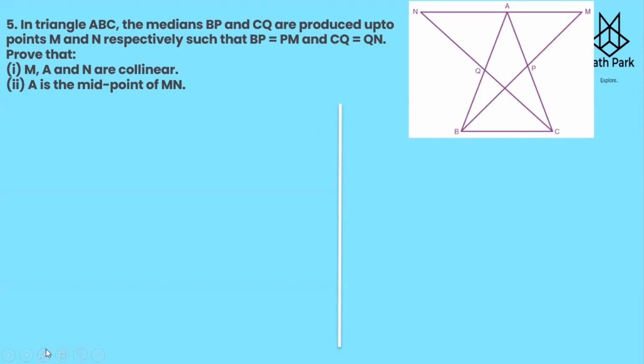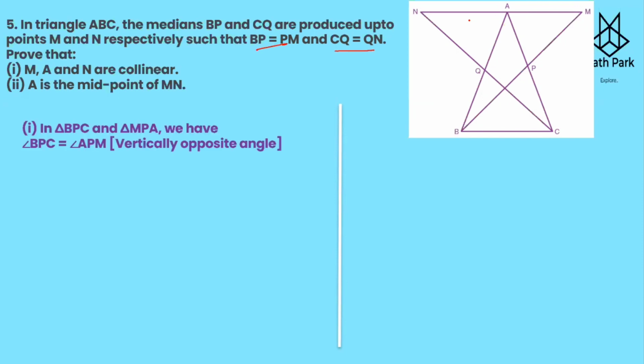Question number 5. In triangle ABC, the medians BP and CQ are produced to M and N respectively such that BP is equal to PM and CQ is equal to QN. You have to prove that M, A, N are collinear. To prove M, A, N collinear, we need to prove MAN is a straight angle and A is the midpoint of MN. So, we need to prove AN is equal to AM. Let's start.